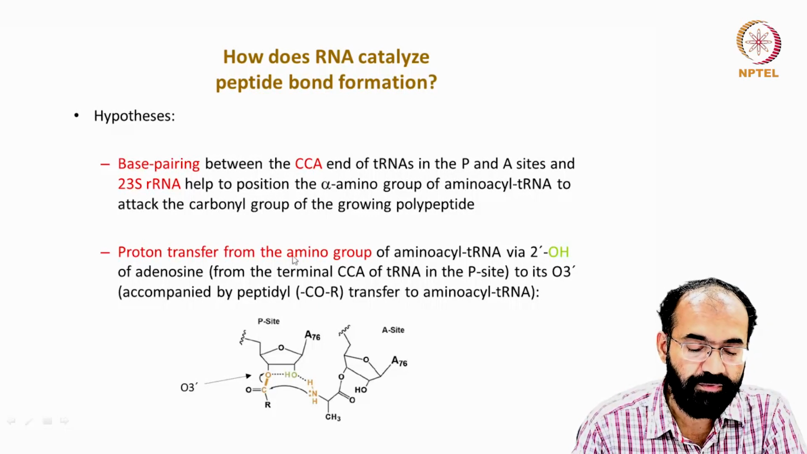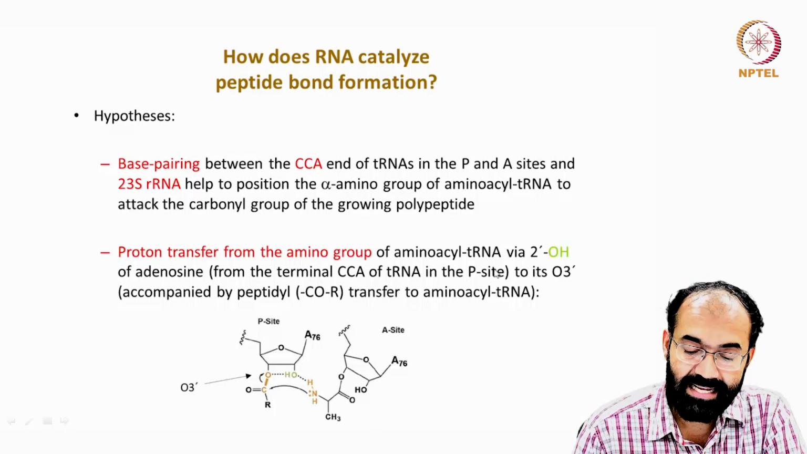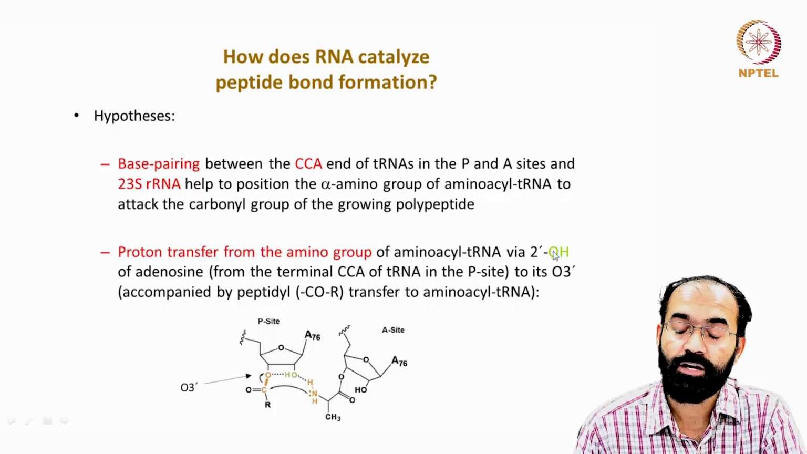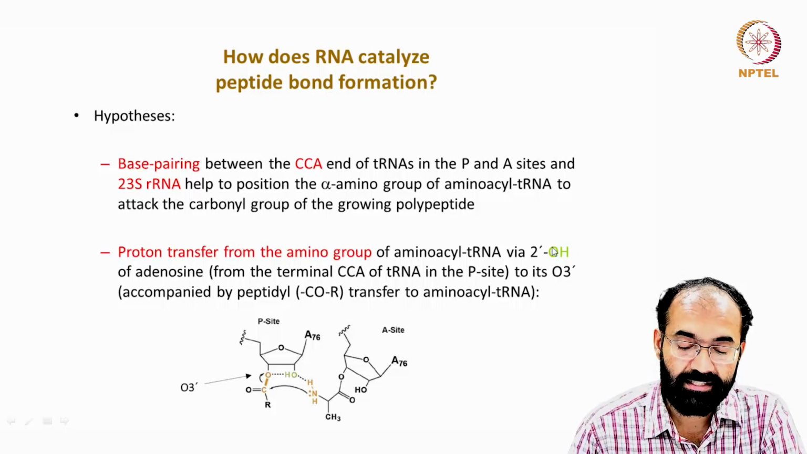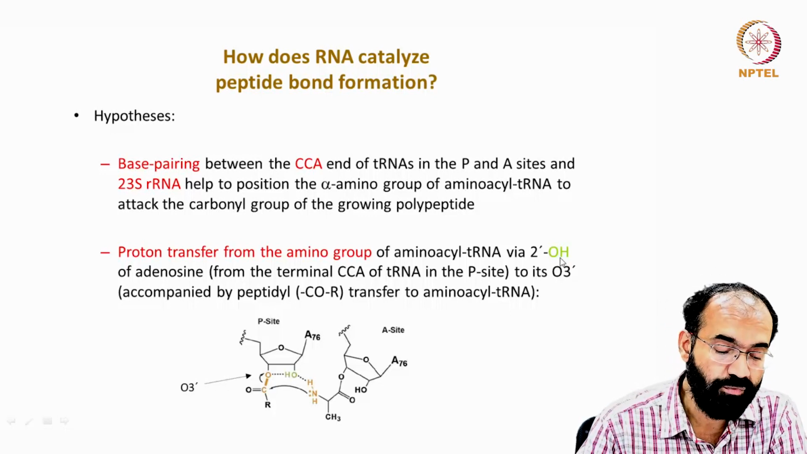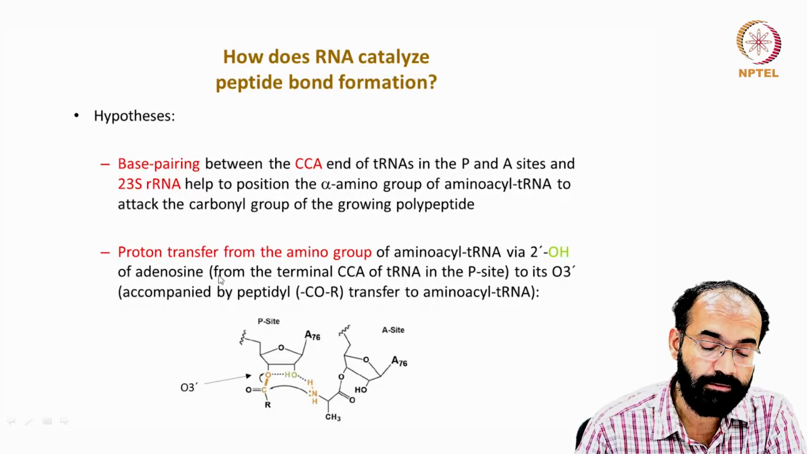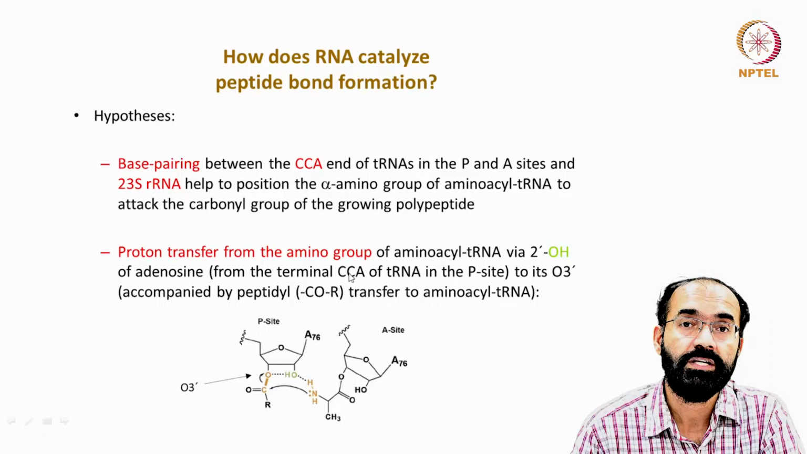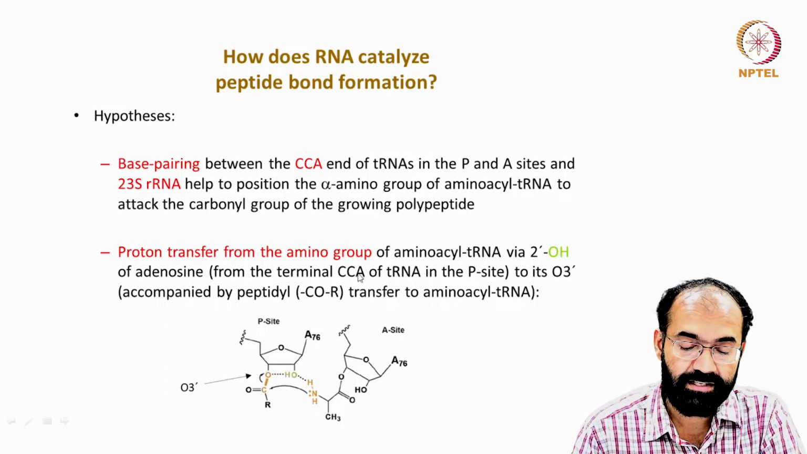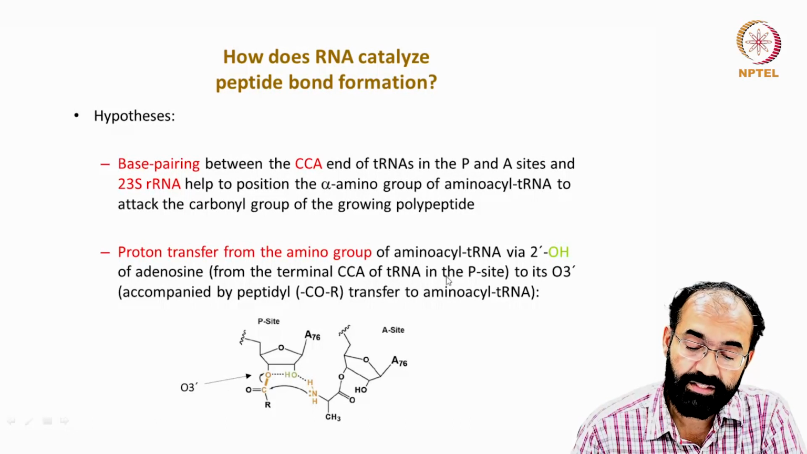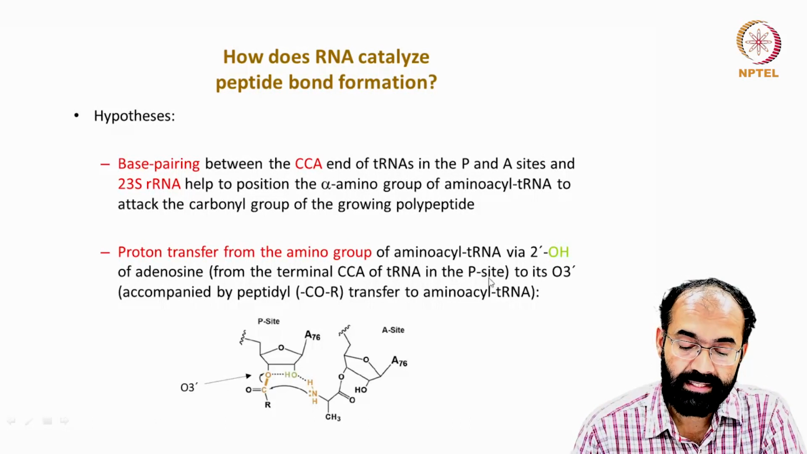Now, the proton transfer from the amino group of the amino acid tRNA via the 2' OH. Remember, the 2' carbon's hydroxyl group is highly reactive. It is helpful in the splicing and various other biochemical reactions. And this 2' OH of the adenosine, that adenosine belongs to the CCA. From the terminal CCA, C and C stand for two cytosine residues, and then you have got an adenine residue. And this adenine residue's 2' OH is participating, and that of this tRNA is present attached onto the P site.